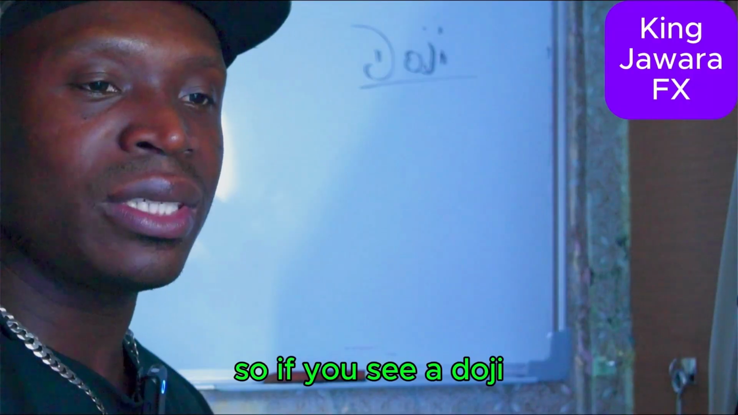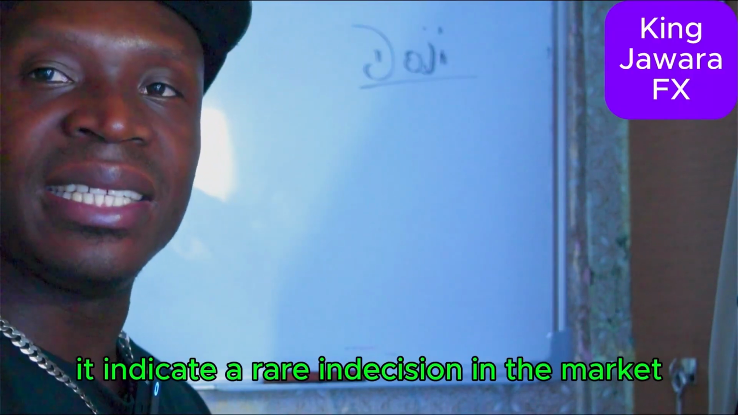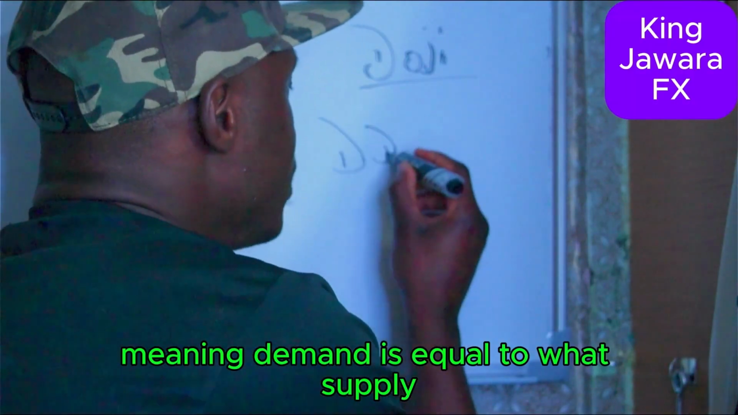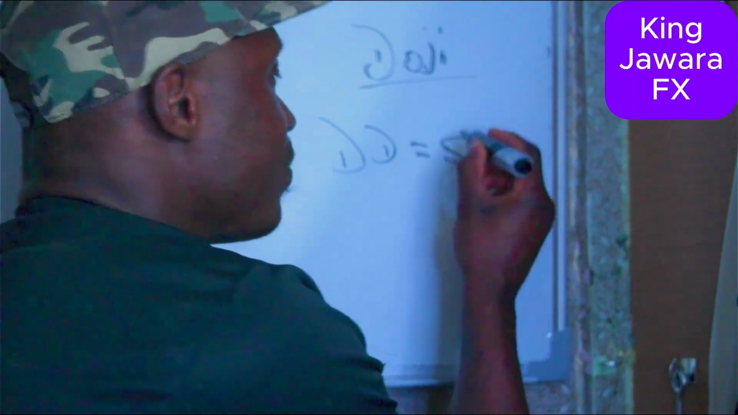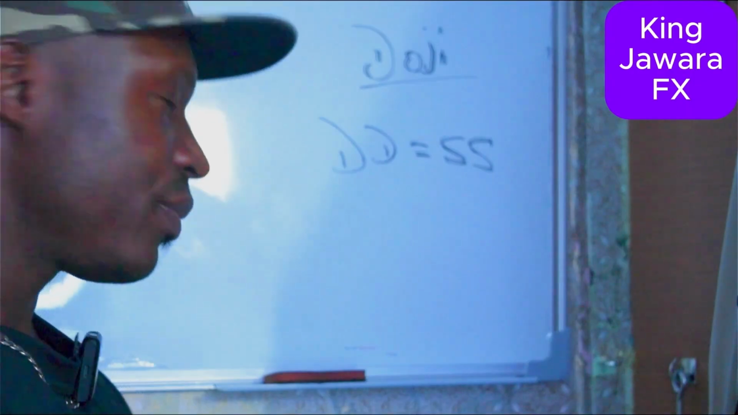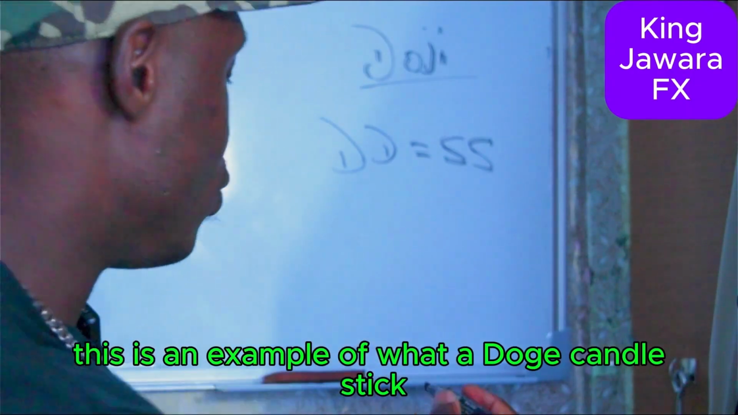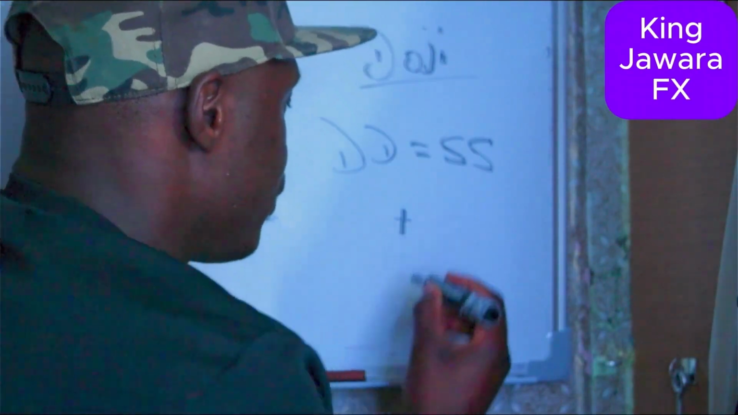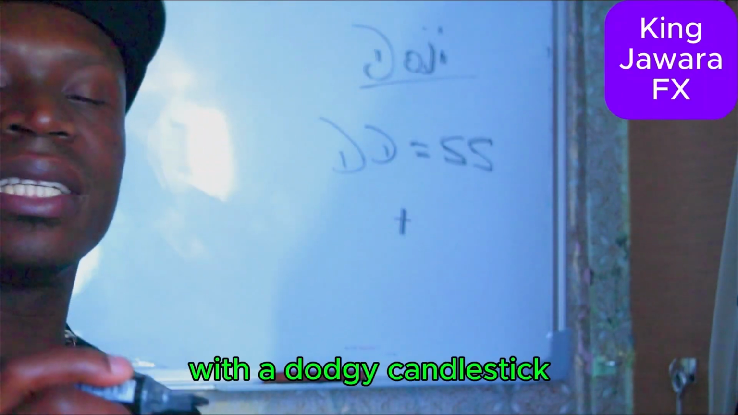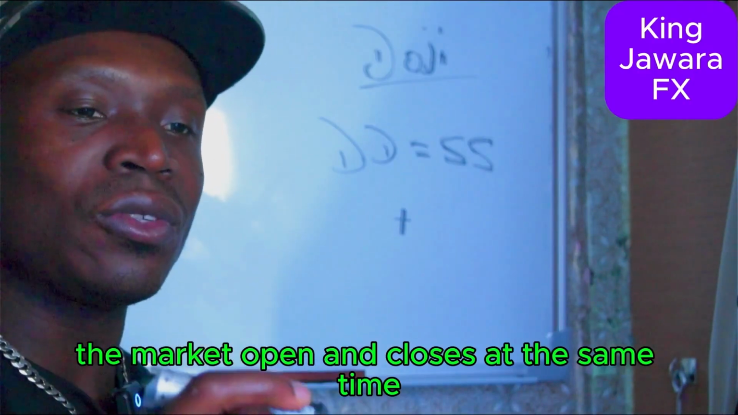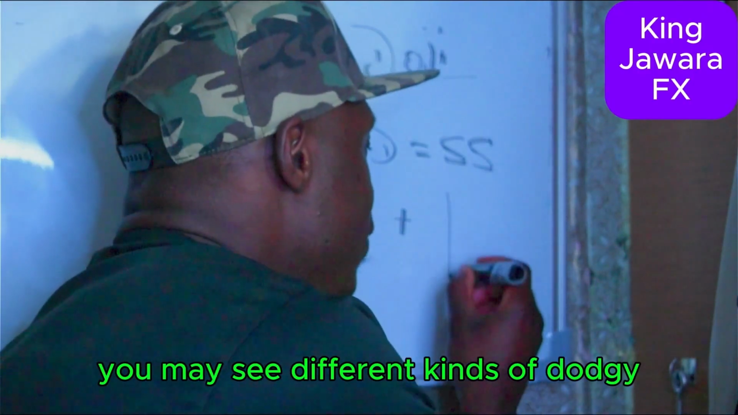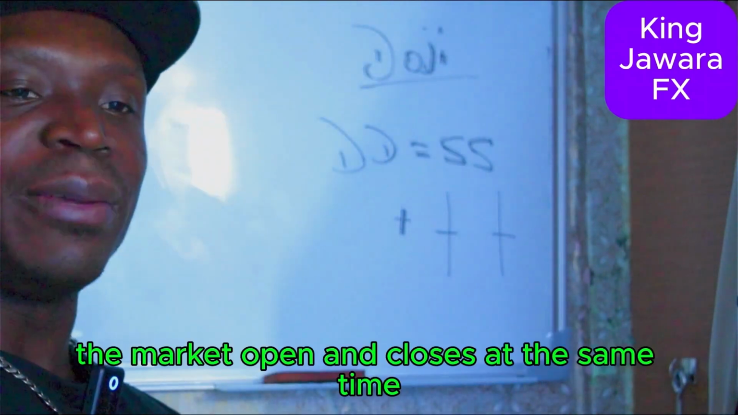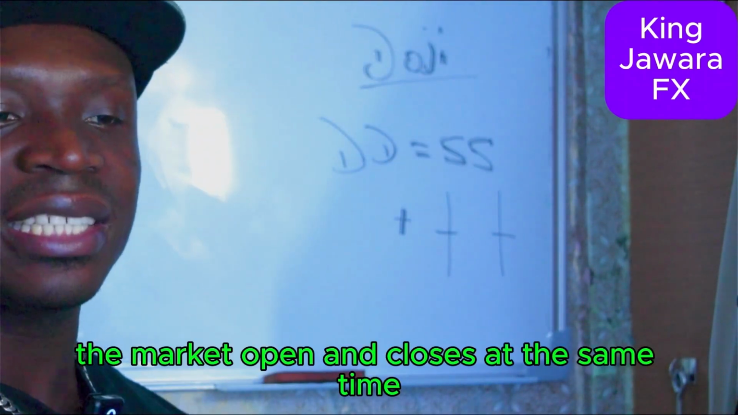If you see a doji, it indicates a rare indecision in the market, meaning demand is equal to supply. This is an example of a doji candlestick. With a doji candlestick, the market opens and closes at the same time. You may see different kinds of doji. These are all doji candlesticks. The market opens and closes at the same time.